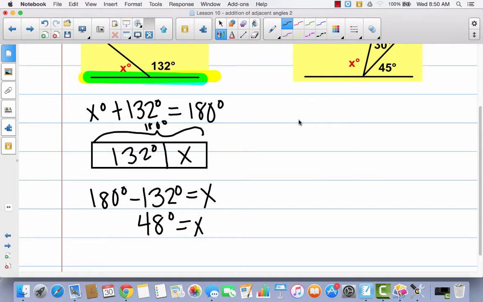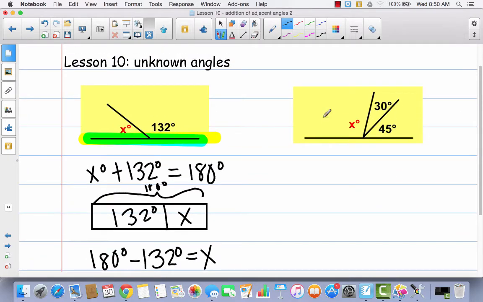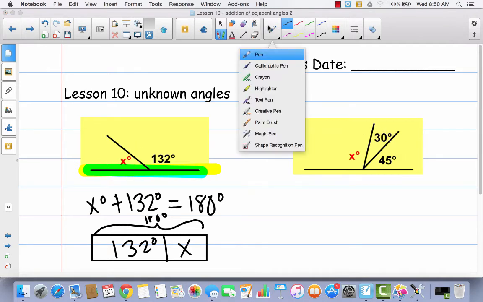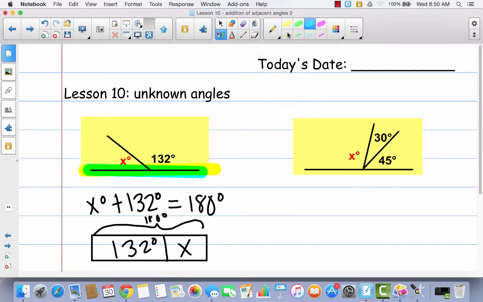Okay, now let's take a look at the next figure that we have over here. First of all, take a look at this and ask yourself what's different. Well, over here on this side, you only had one known angle. It was 132 degrees. Over here, we have two angles that are known. So we have a total of 3 angles, where over here we only had 2 angles. But ask yourself again, what's the same? Well, what's the same is they both combined create a straight angle.